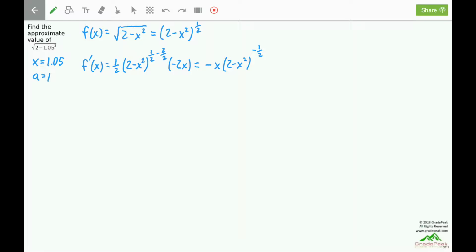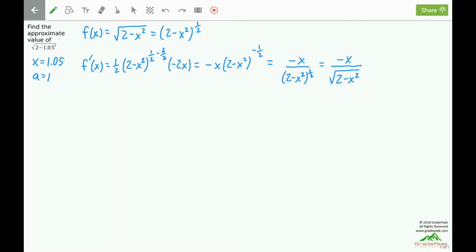Since we have a negative exponent, we will want to rewrite this by moving it to the denominator, giving negative x staying in the numerator, 2 minus x squared to the positive 1/2 in the denominator. Positive 1/2 means square root to the first power, so we can write this as the square root of 2 minus x squared.